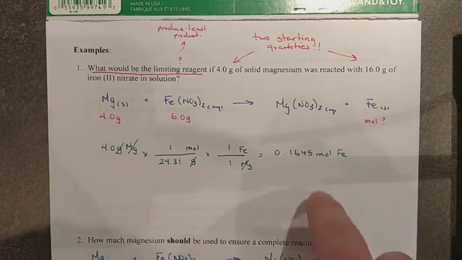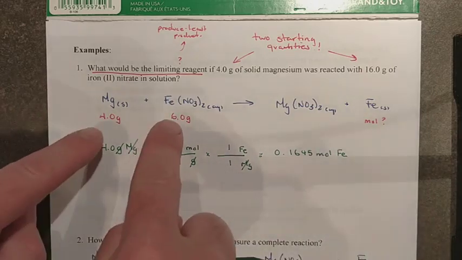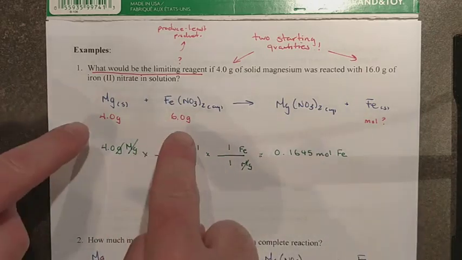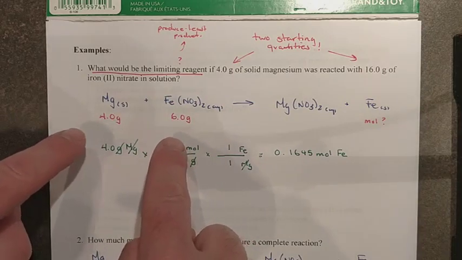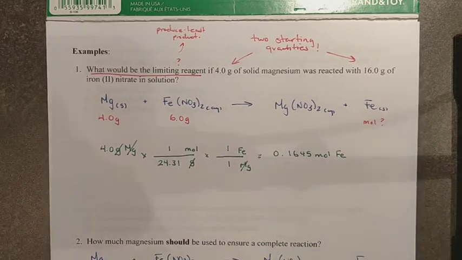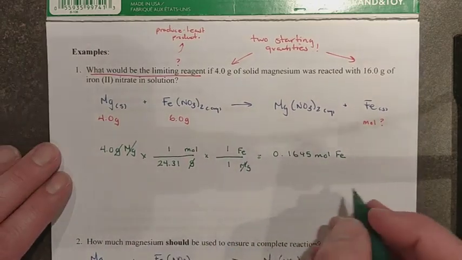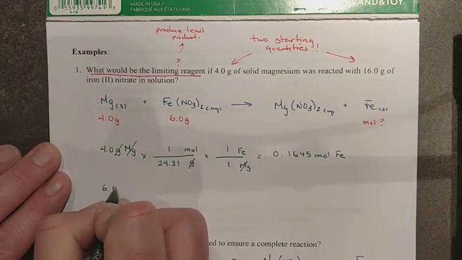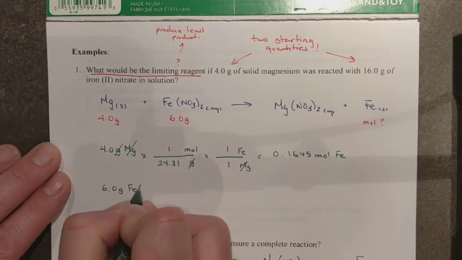Now, when I test iron(II) nitrate to see if it produces more or less, I'll be able to compare the two quantities and figure out which one ran out first, because one of these stops the reaction by running out and limits the amount that I can get here, hence the term limiting reagent. So let's check your 6 grams of iron nitrate.